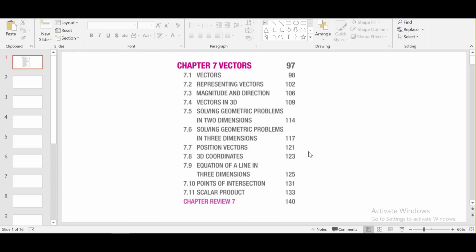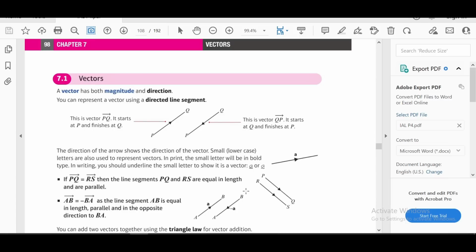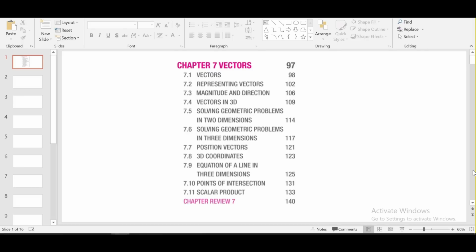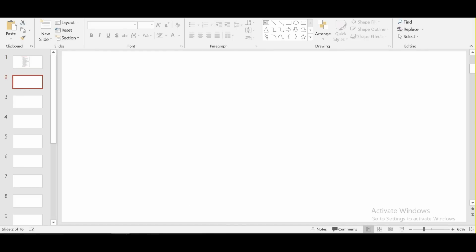Okay, we are gonna start chapter 7, vectors, 7.1. The title is just vectors. First question, have you learned vectors before? I think just in GCSE, right? Just the basic one, right? Don't worry about it, okay?